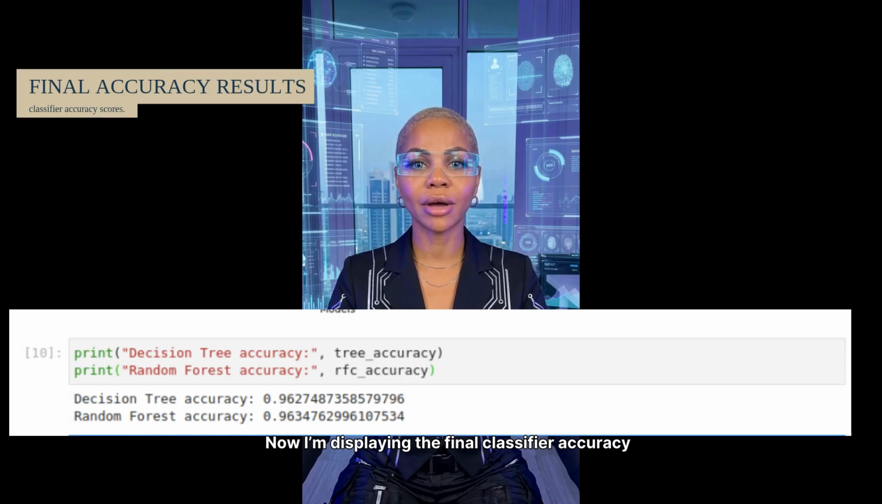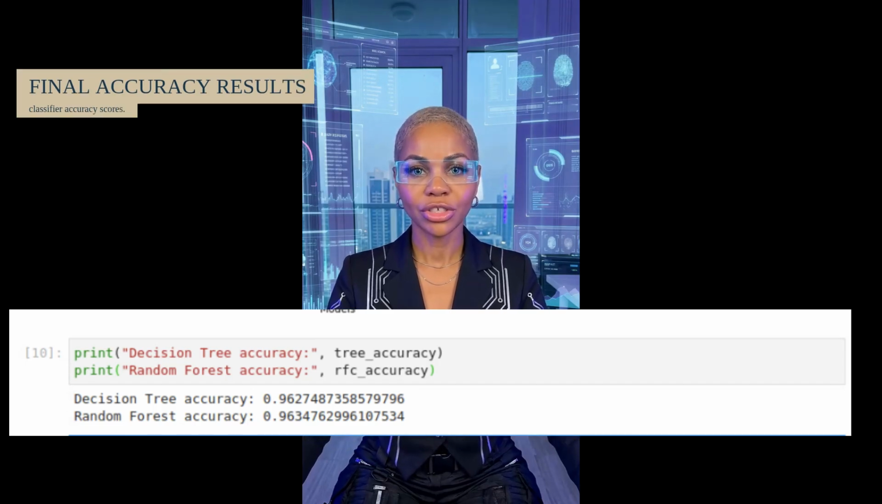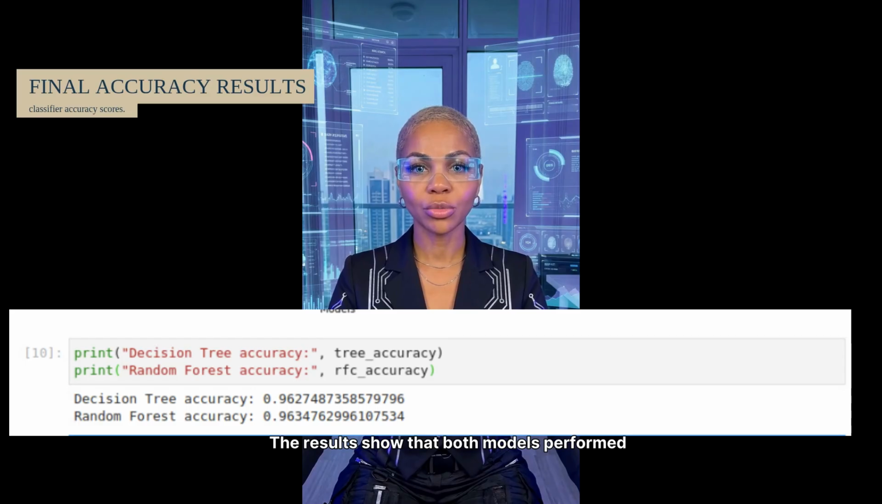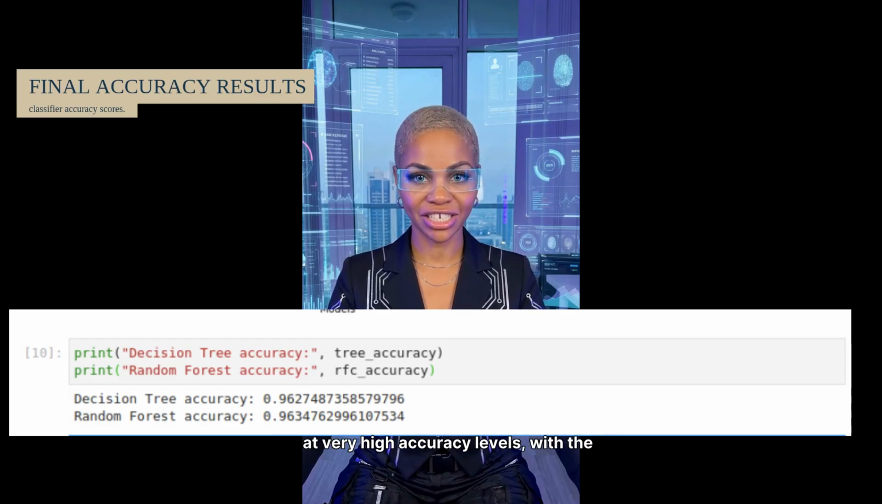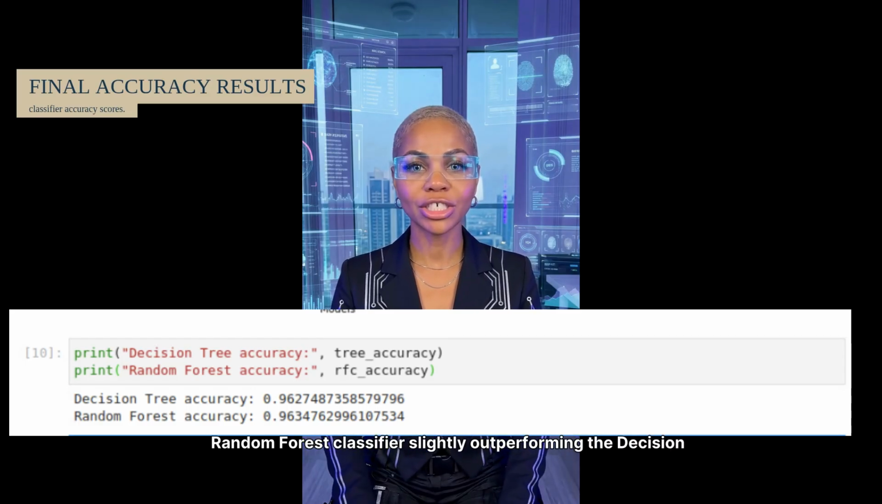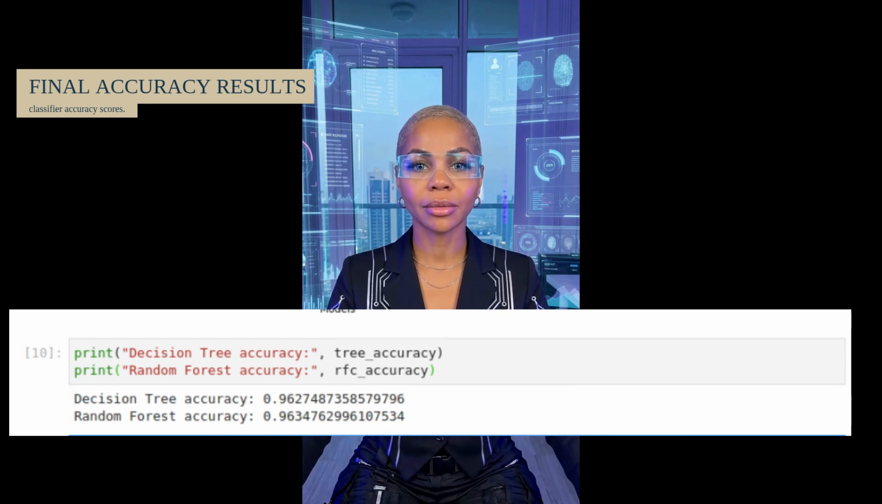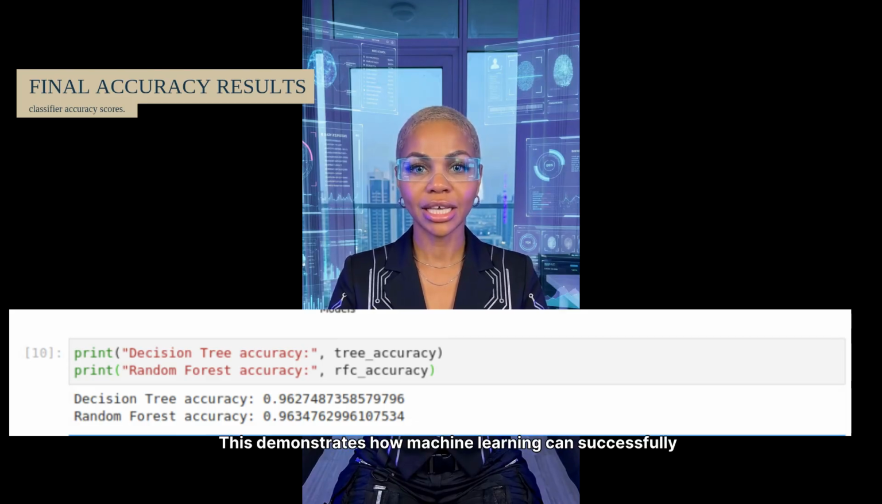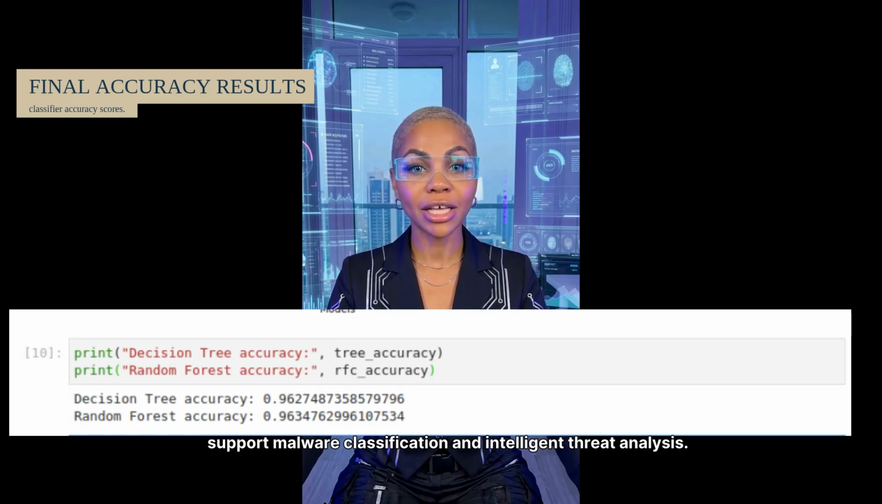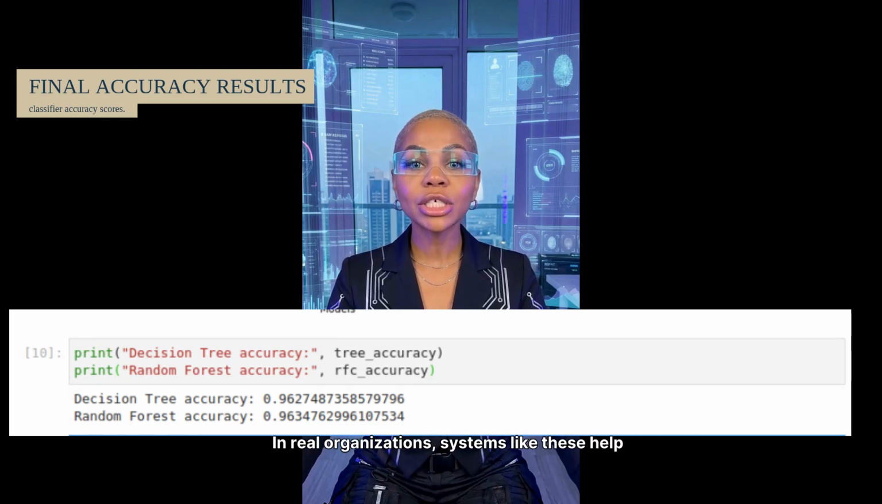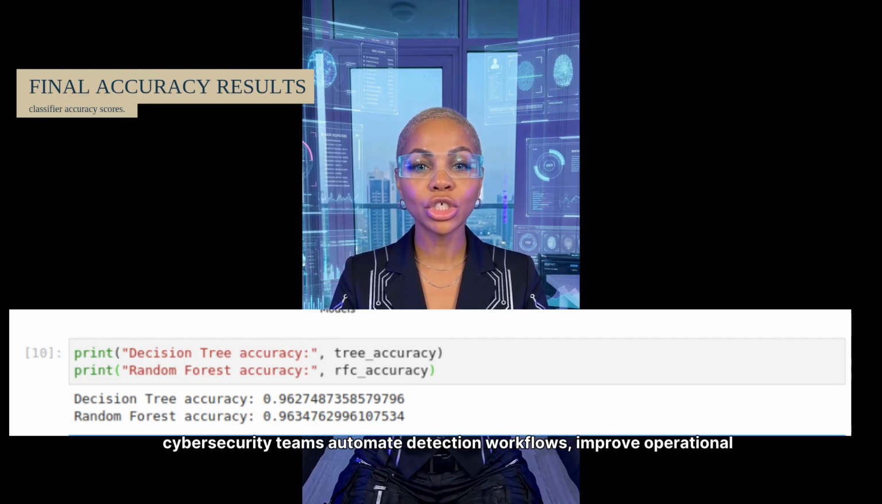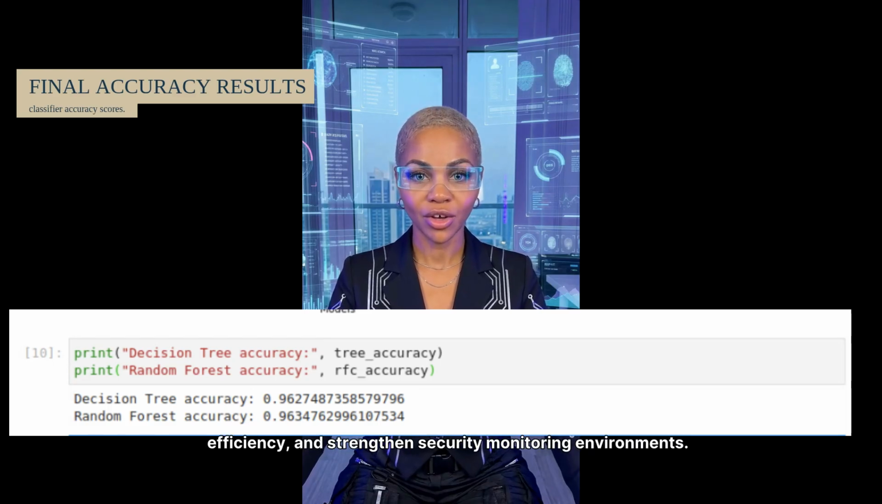Now I'm displaying the final classifier accuracy scores. The results show that both models performed at very high accuracy levels, with the random forest classifier slightly outperforming the decision tree model. This demonstrates how machine learning can successfully support malware classification and intelligent threat analysis. In real organizations, systems like these help cybersecurity teams automate detection workflows, improve operational efficiency, and strengthen security monitoring environments.